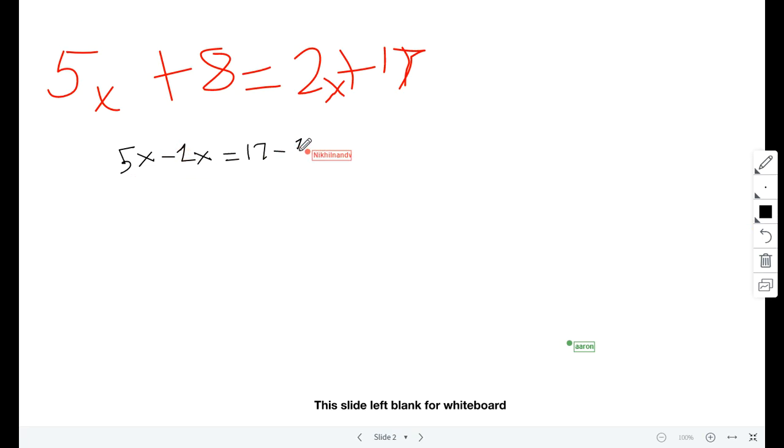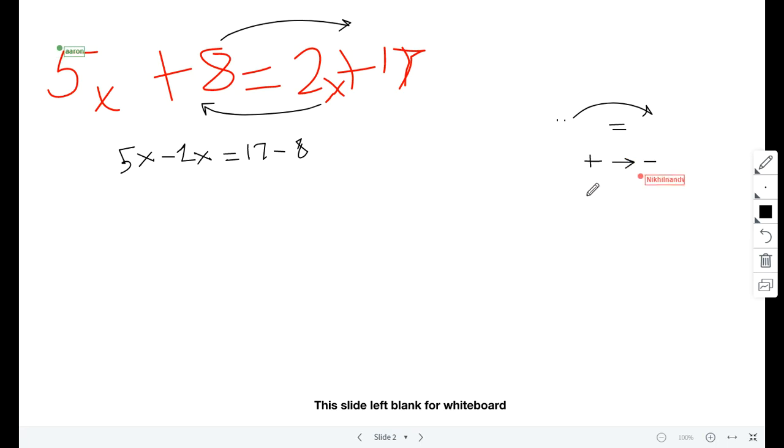There's one more thing you need to know. Why did I write it minus 8? It was plus 8. When it goes there, it becomes minus 8. It was plus 2x. You want to take it away from the left side, so you have to do the same thing to the right side. Whenever you take something from right to left or left to right, the sign changes. The plus will become minus, minus will become plus, multiply will become divide, divide will become multiply.